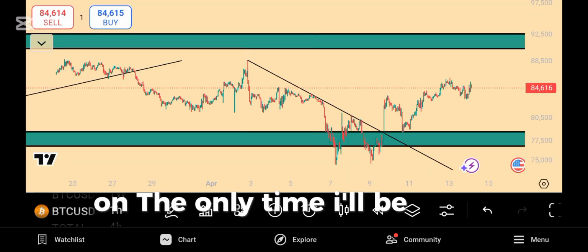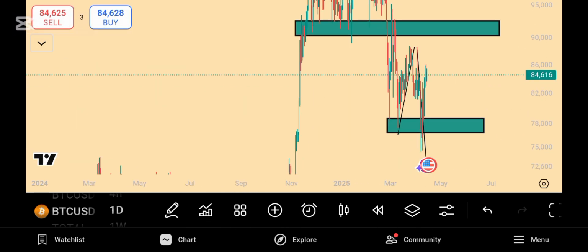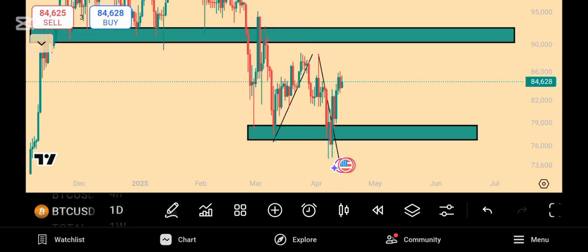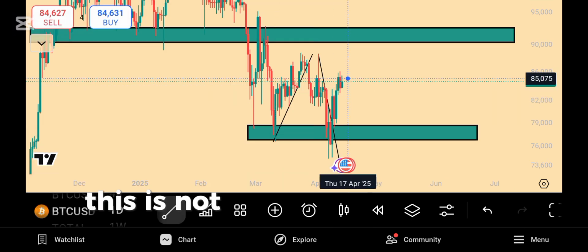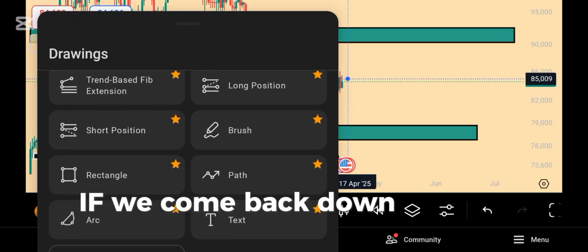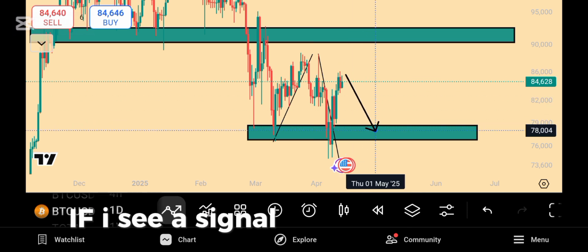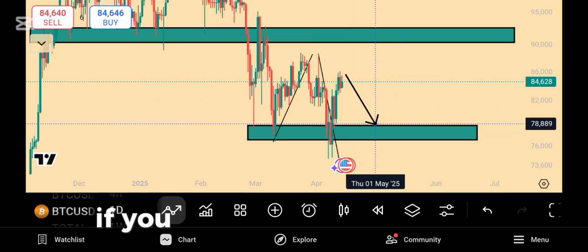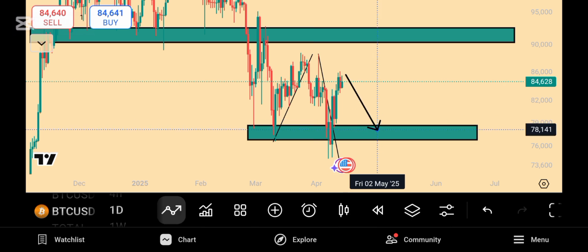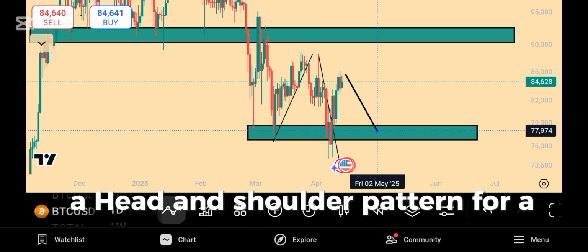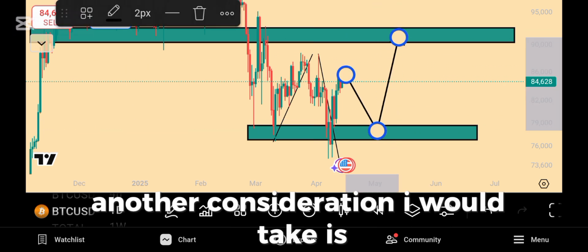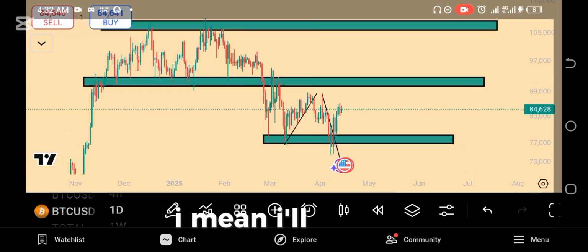The only time I will consider another long position is, one, if we come back down into this particular level, and I see a signal for a long position. Because if we come down into this level, we are going to form a head and shoulder pattern for a bullish continuation.